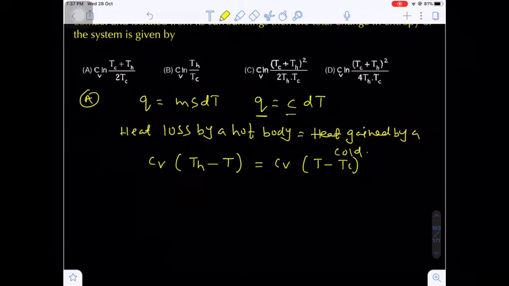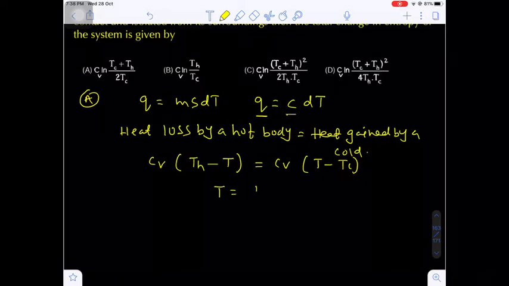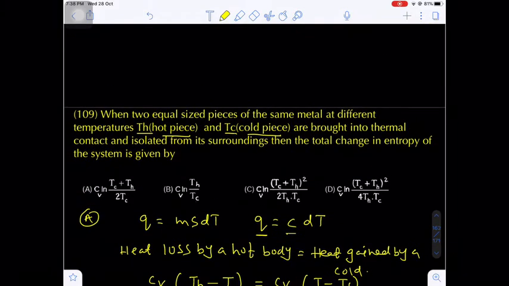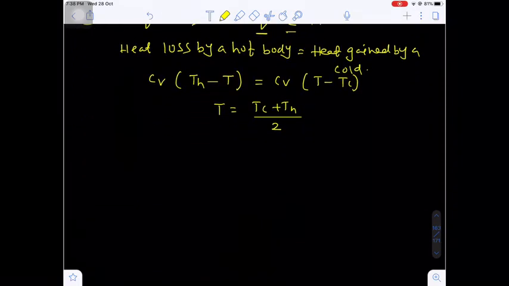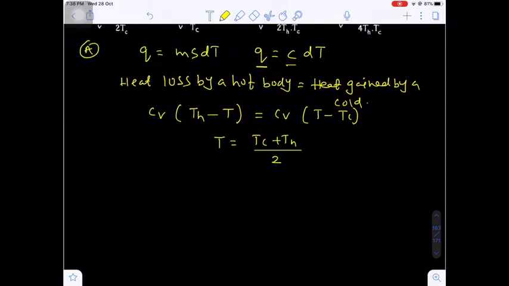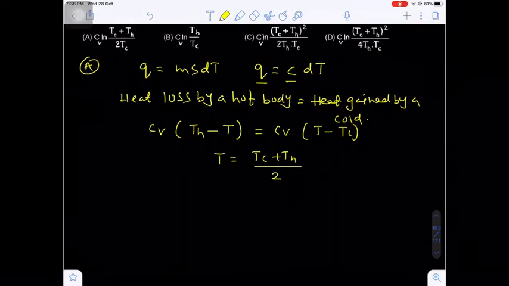From here, shall I cancel the Cv on both sides? After simplification, the final temperature will be nothing but the average of the two temperatures, if the masses are the same. Yes, in the question it is given as equal size, meaning same mass. The final temperature will be the average of the hot body temperature and the cold body temperature. Yes or no? Now what will be the change in entropy?